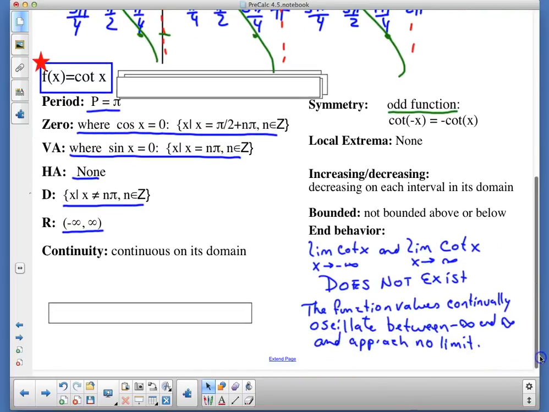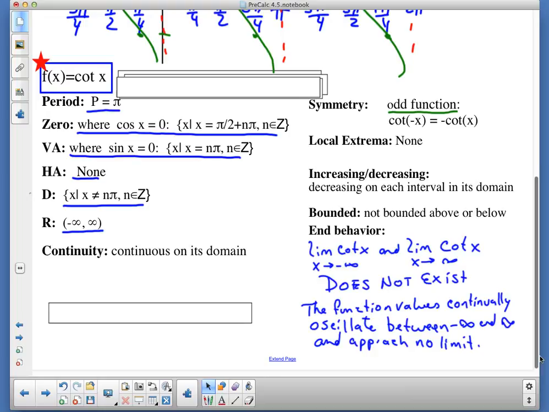Now, same stuff. When we're talking about the period, it's pi. Where cosine x is 0, got that listed. Where sine x is 0, got that listed. Those are vertical asymptotes. Horizontal asymptote: there isn't any. Domain: all the way along, except for our vertical asymptotes at n pi's. And our range is negative infinity to infinity. Continuity: continuous on its domain. Symmetry is odd, as predicted.